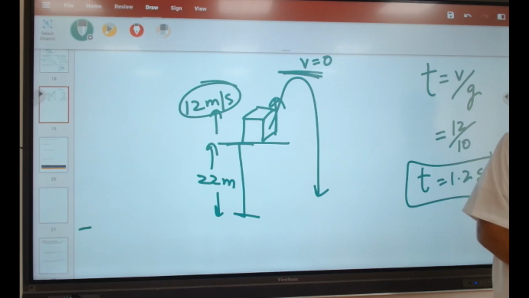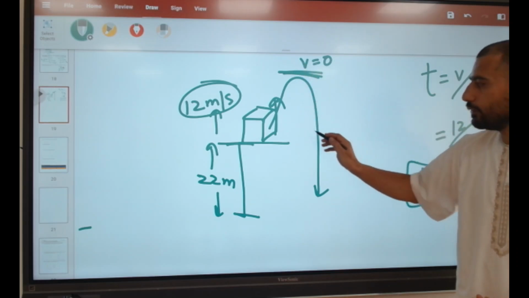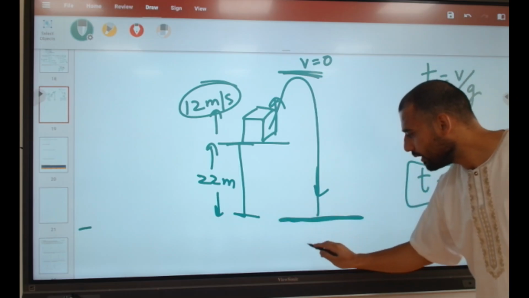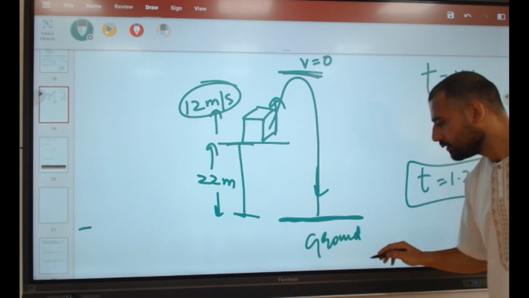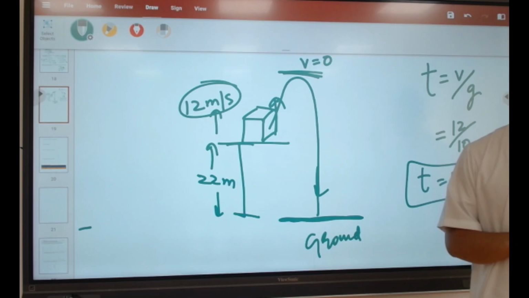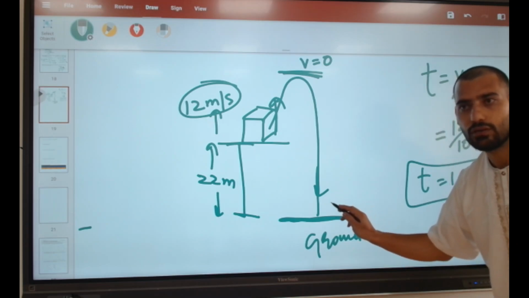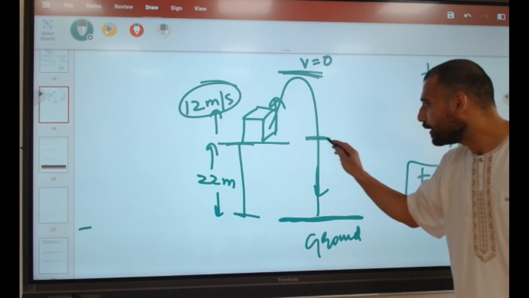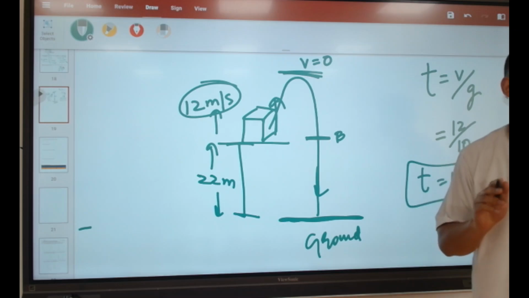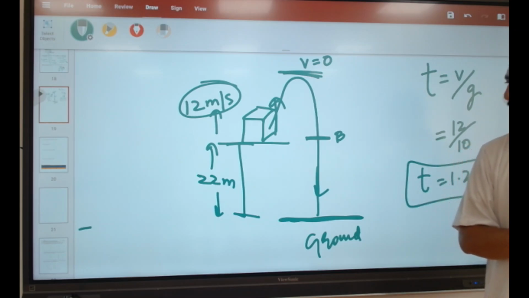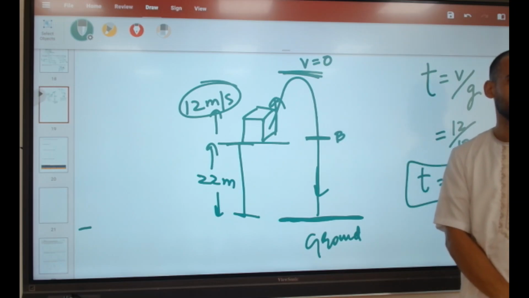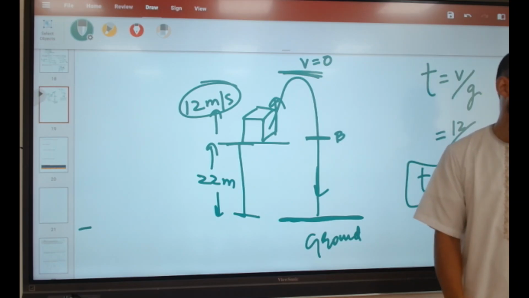If I ask you one more question. When it comes back, it will not come to the elevator, right? It will reach what? The ground, isn't it? There will be two questions that we can ask. First, when it reaches the ground, what is its speed? Another thing, when it reaches this point B, what will be its speed? And how much time was it in air? Is that clear? Do you understand what I asked?